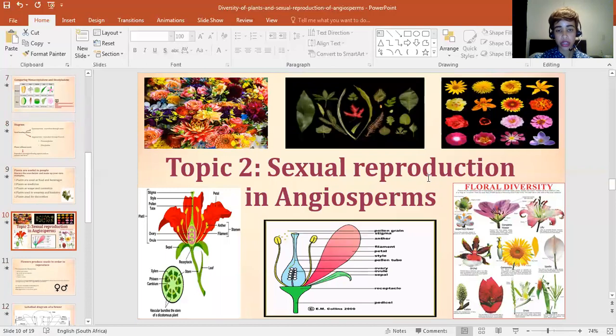Right, the next topic that we need to cover, sexual reproduction in angiosperms. Remember, this is all revision, so we did cover this work. So I hope you do remember all of this.